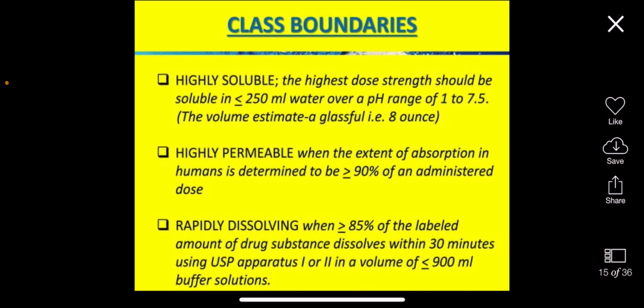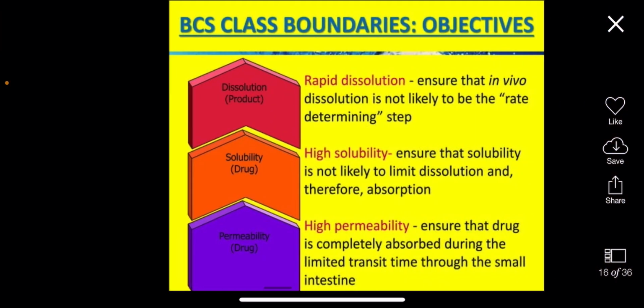So class boundaries include highly soluble, where the highest dose strength should be soluble in 250 ml or less of water over the pH range of 1 to 7.5, which is an estimate of 8 ounce glasses. Then highly permeable, where the extent of absorption in humans is determined to be more than 90% of the administered dose, and rapidly dissolving drug, where 85% of the label amount of the drug dissolves within 30 minutes in USP apparatus 1 and 2 with a volume of not more than 900 ml.